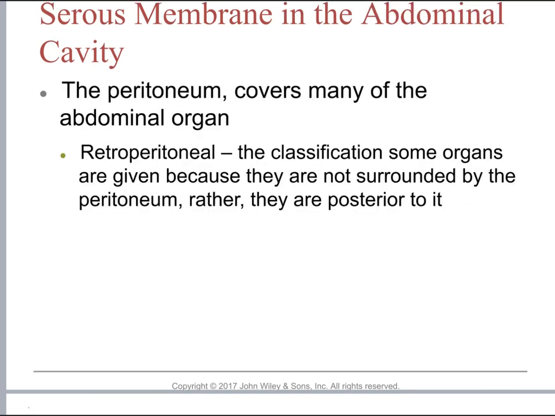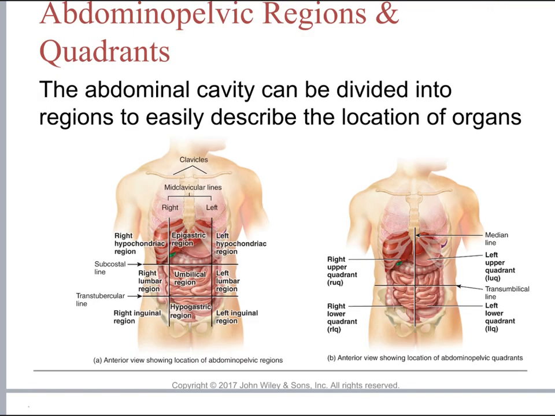The abdominal cavity has its own serous membrane. It is known as the peritoneum. It covers many of the abdominal organs. There is another word we have to talk about, retroperitoneal, meaning behind the peritoneum. This classification is given to some organs because they are not surrounded by the peritoneum, rather they're behind it. For example, the kidneys are not surrounded by the peritoneal membrane, and as a result are termed retroperitoneal.